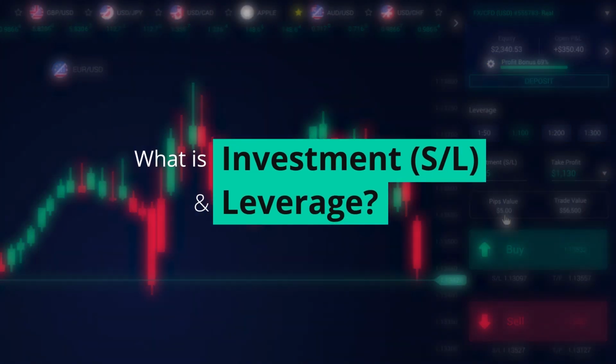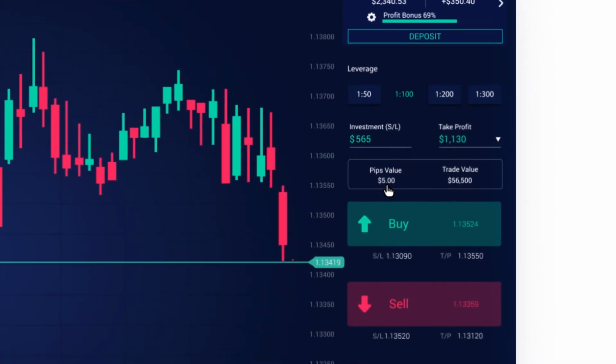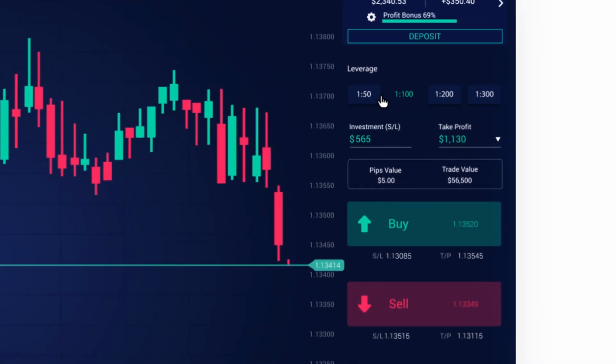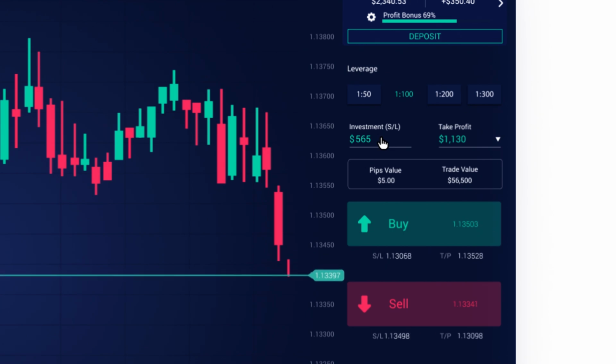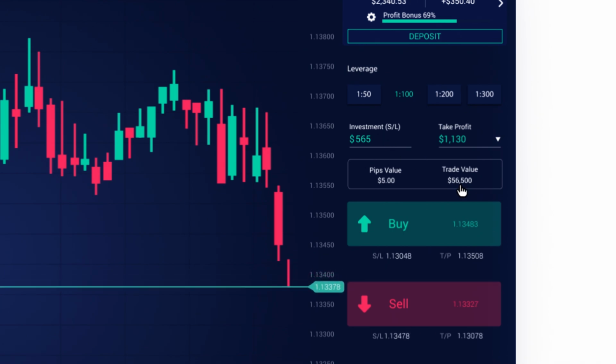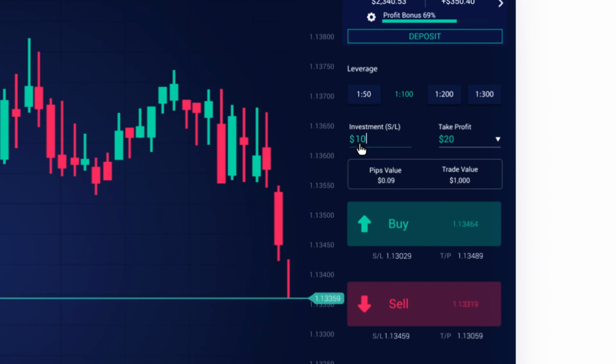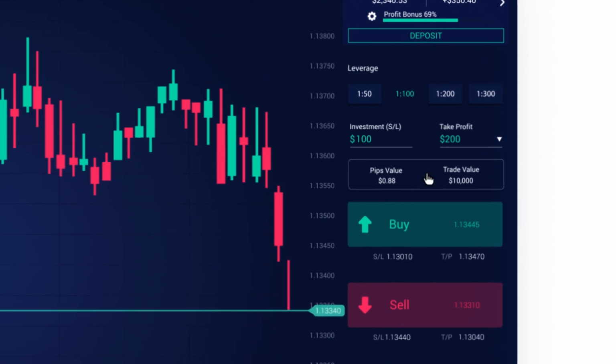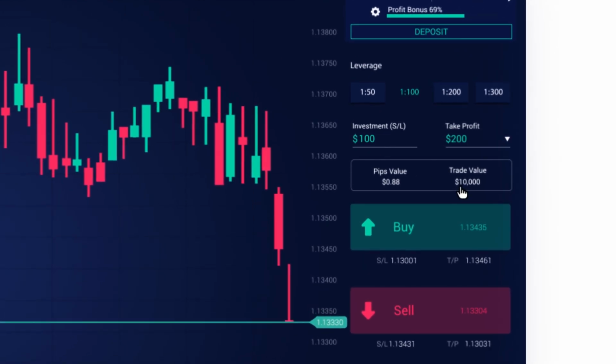What is investment amount and leverage? And how do they impact the pip and trade values? Leverage is the ratio between the trade value and the invested amount. Investment amount is the capital that you are putting on the line for a trade. Trade value is the size of the trade which you place on the market. Say, for example, your investment amount is $100 and your leverage is 1 to 100. This sets the trade value at $10,000.